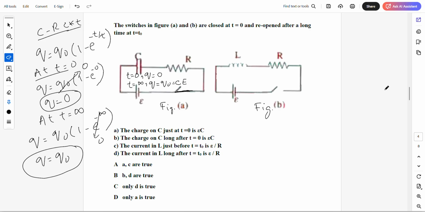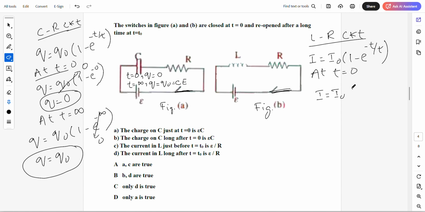Now what happens in case of the LR circuit? We have to write the equation of current. I is equal to I naught into 1 minus e to the power of minus t by tau. Immediately after the switch is closed, at t = 0, I is equal to I naught into 1 minus e to the power of minus 0, so this whole thing will be 0. At t = 0, I is equal to 0.